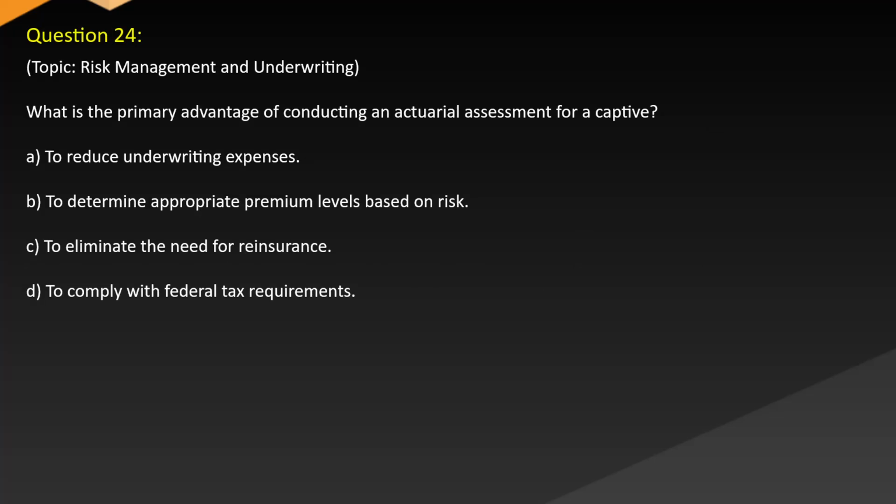Question 24. Topic: Risk management and underwriting. What is the primary advantage of conducting an actuarial assessment for a captive? A, to reduce underwriting expenses. B, to determine appropriate premium levels based on risk. C, to eliminate the need for reinsurance. D, to comply with federal tax requirements.